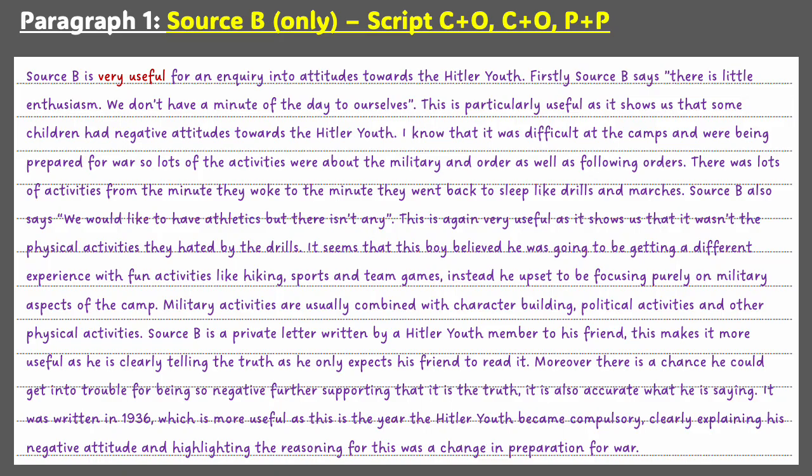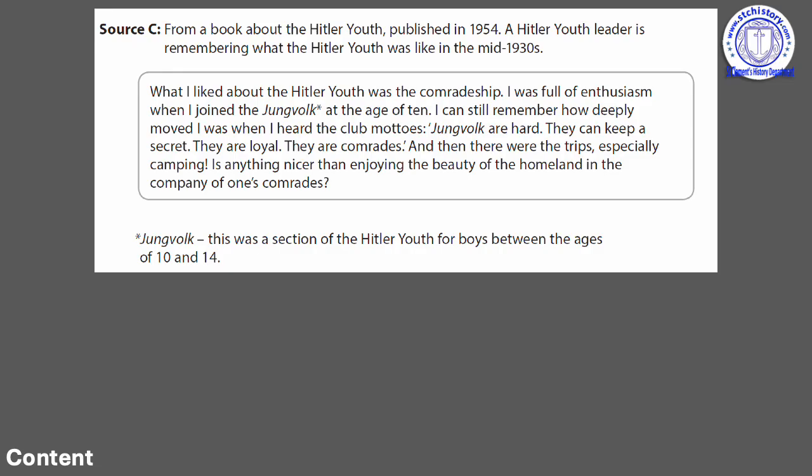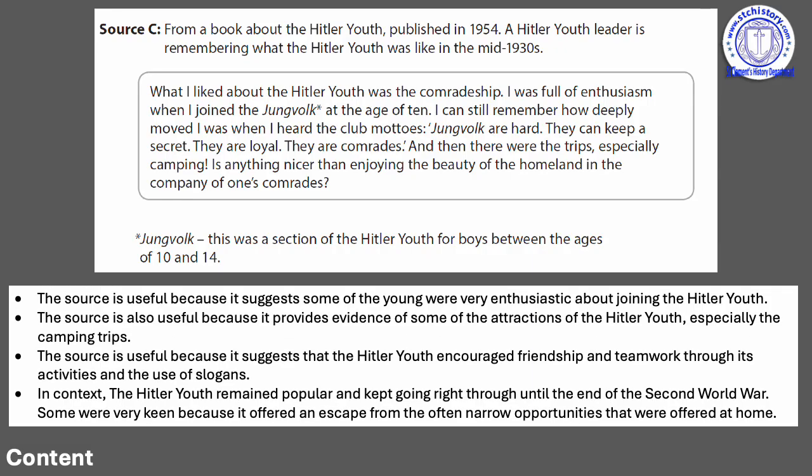So let's have a look at source C then. So source C, again, we'll break through the basics of it, what jumps out at us when we read it. It's useful because it suggests some of the young were very enthusiastic about the Hitler Youth. That's good for us. It's also useful because it provides evidence of some of the attractions of the Hitler Youth, especially the camping trips. It's also useful because it suggests that Hitler Youth encouraged friendship and teamwork.